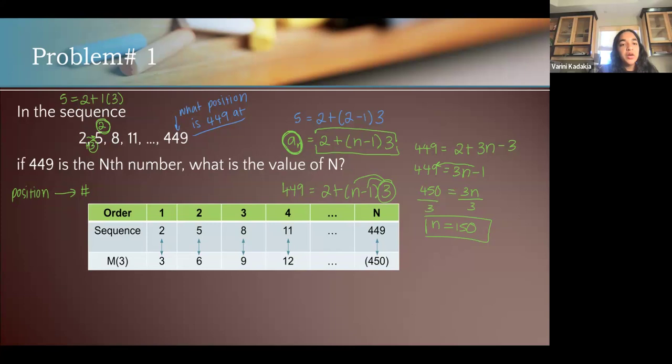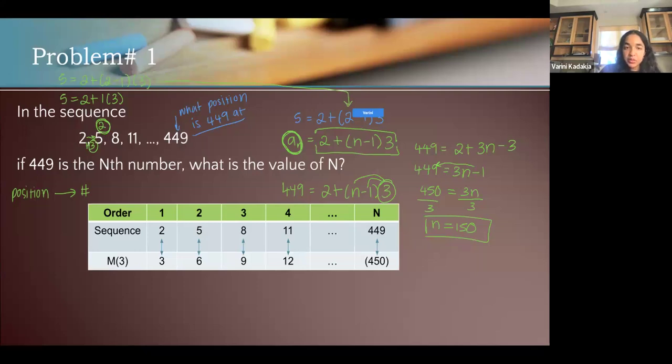So how can we get 1 from 2? You subtract 1 from 2. Yeah, so that's 1. We get 5 equals 2 plus its position, 2 minus 1, times 3. Everyone understands that? Okay, so this is how we get that, right?